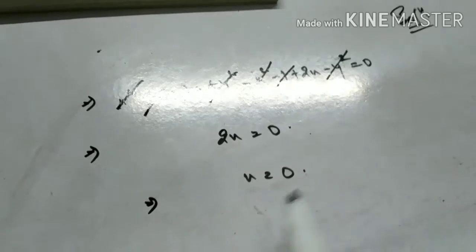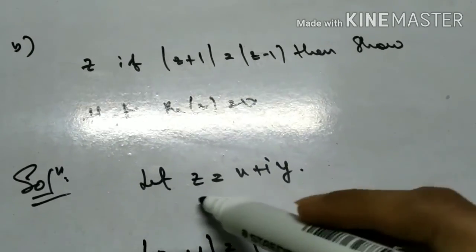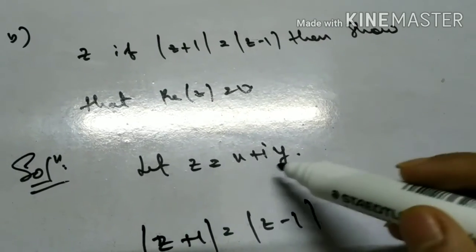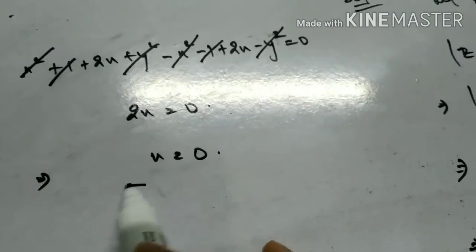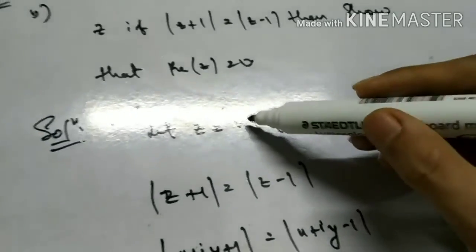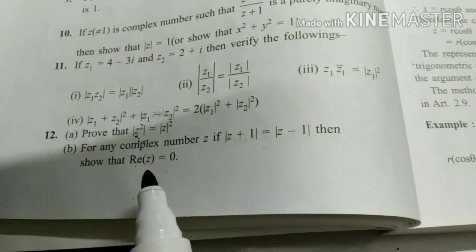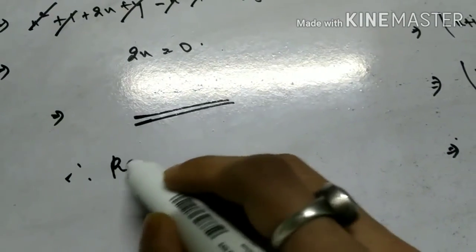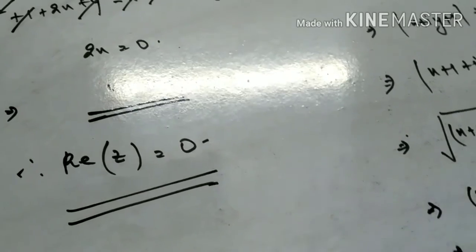So x is equal to 0. Understand? So x is equal to 0, what have I shown? This complex number is what? This complex number is x plus iy. Understand? And here I showed x is equal to 0. I showed the real part of the complex number is 0. That is the only thing I have to show here. Re z is equal to 0 I have to show here. So therefore I can directly say that Re z is equal to 0. This is shown.